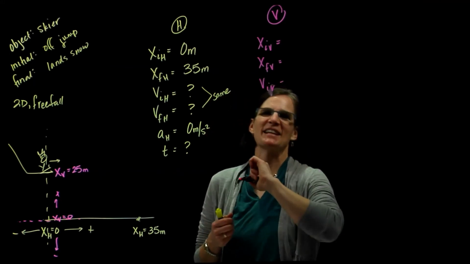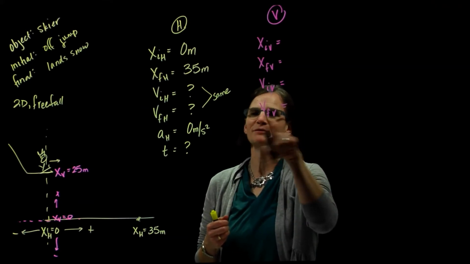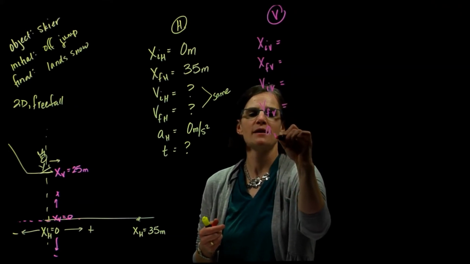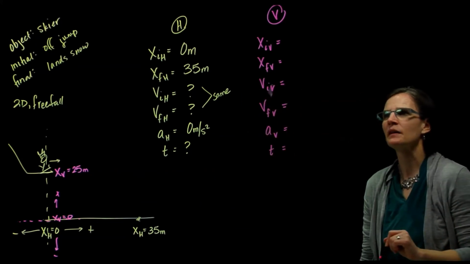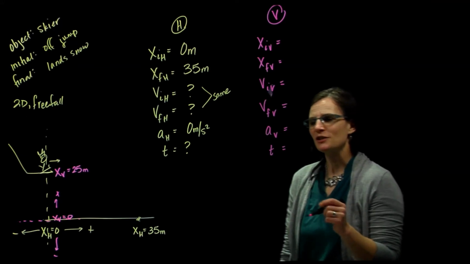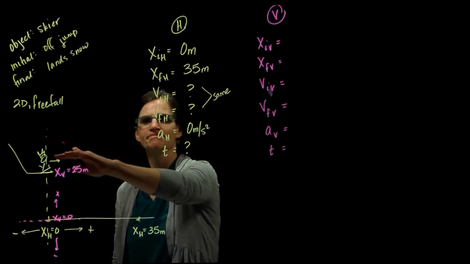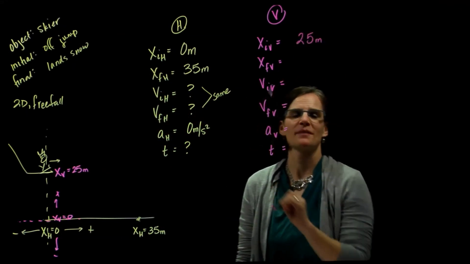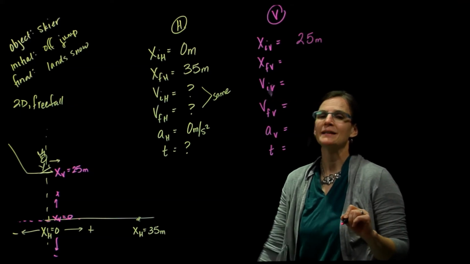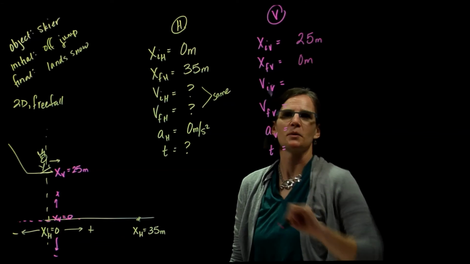Velocity at the beginning of the motion vertically, velocity at the final motion vertically. Acceleration vertically and time, again, is independent of direction. All right, my initial position vertically. Well, when we set the origin here at the snow level, the base, he starts 25 meters above it. So it's positive, and it's a positive 25. He ends on the snow, which we defined as the origin.